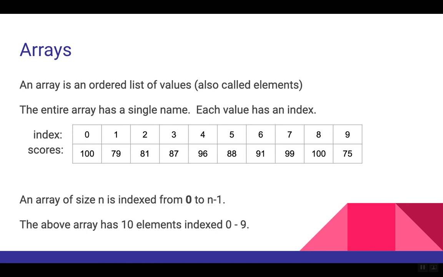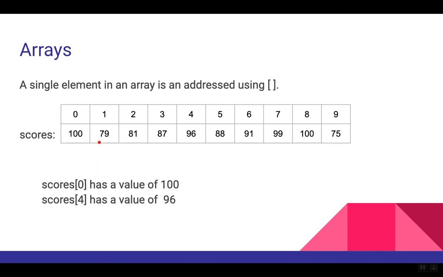The array has a size. In this case the size of the array is 10, because it has 10 elements. That's what we call length. It has a length of 10, but it has elements 0 through 9, because we start counting at 0 on the indices. So in this case we've defined the array, it's called scores, and then we address the individual elements using the square bracket notation. So scores of 0 has a value of 100.